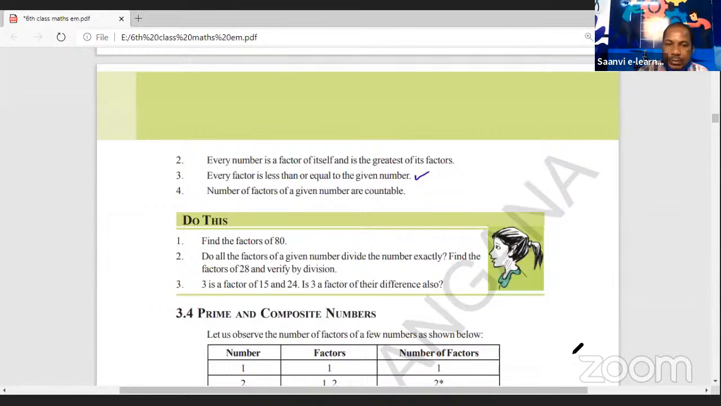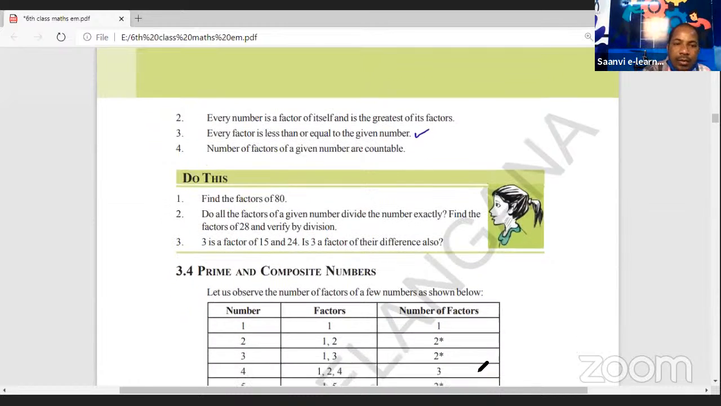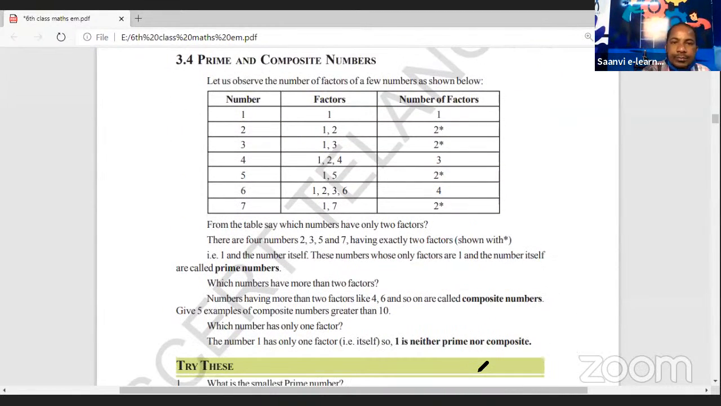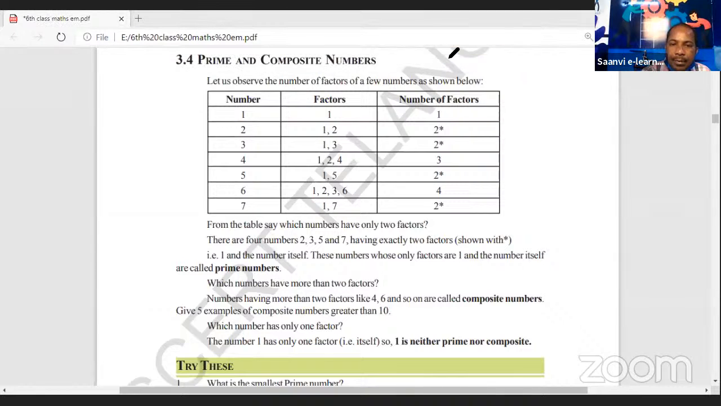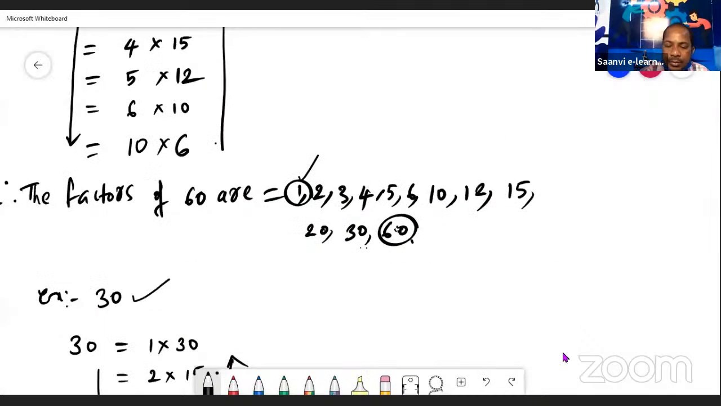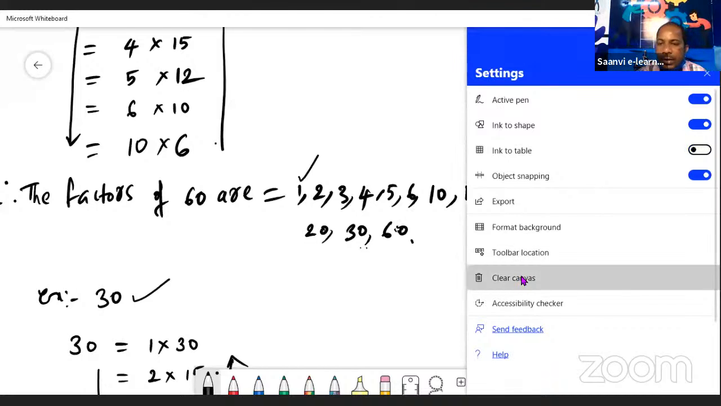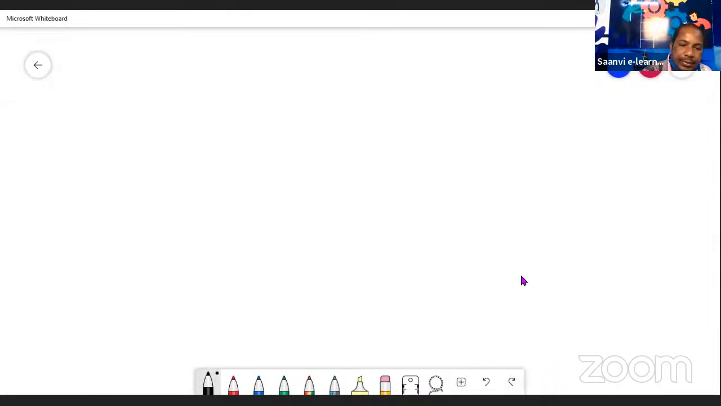Now the next topic is prime and composite numbers. What is a prime number and what is a composite number? Okay. So first of all, prime number. A prime number is nothing but a number that has only two factors. It is called a prime number. A number has only two factors, that is, the two factors will be 1 and itself. Okay, so that number is called a prime number.